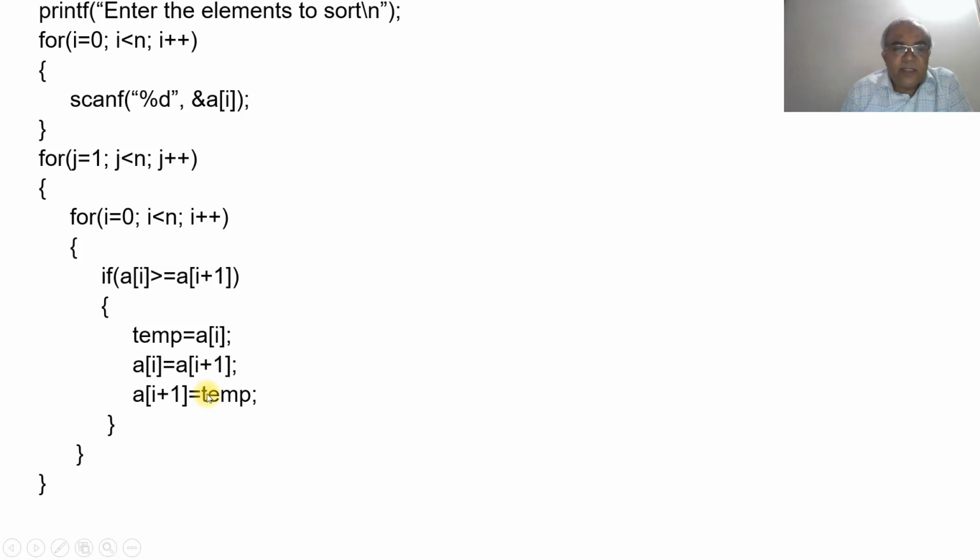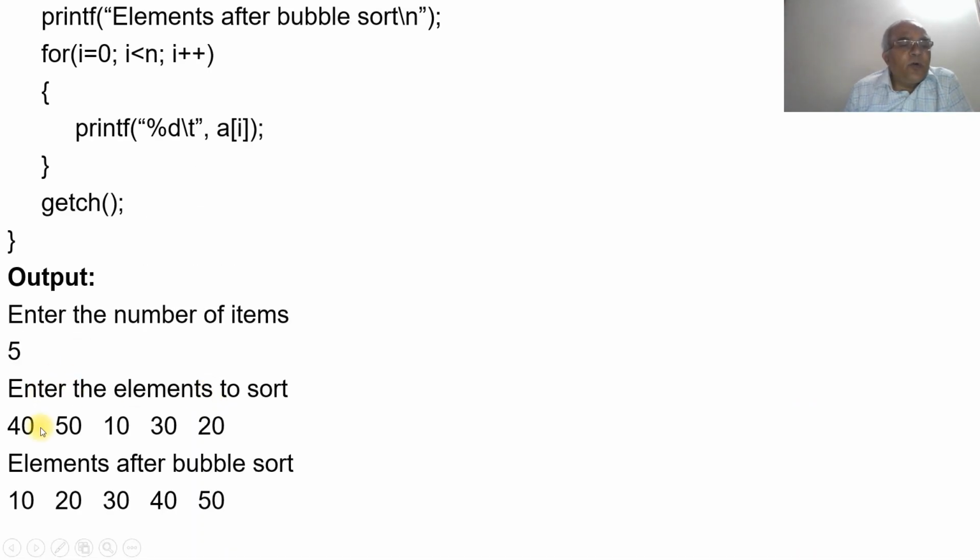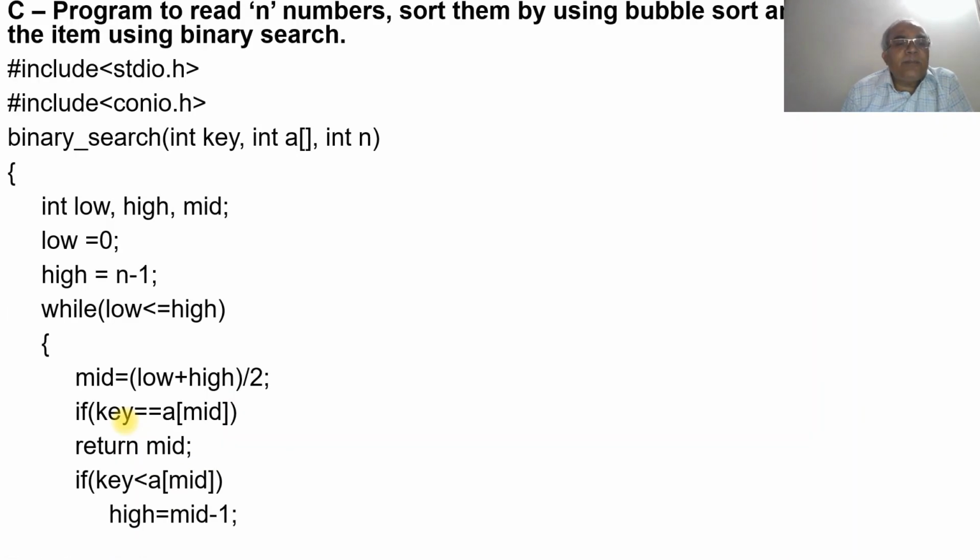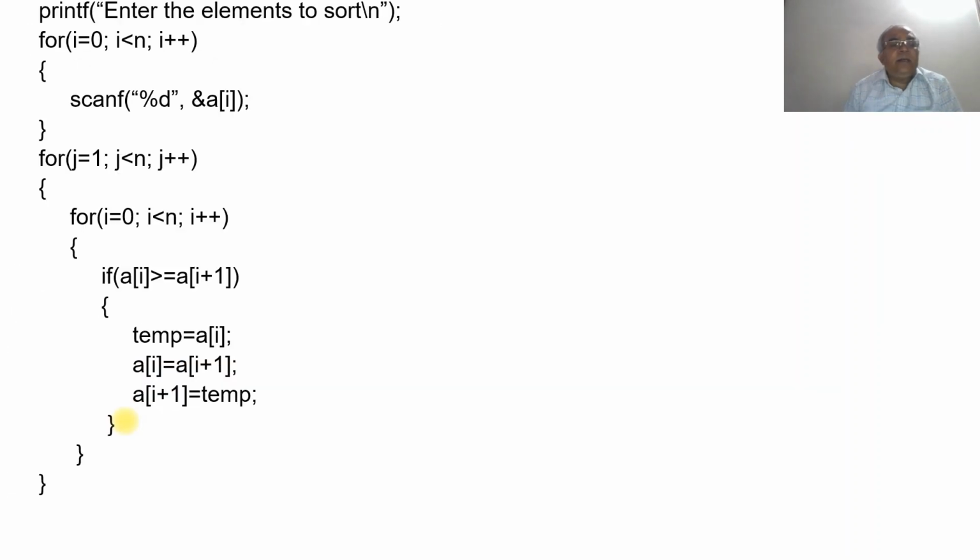So that means in the loop, 40 will come here, 10 will come here, 50 will be there, 30 is here, and 20 will be here. So that is how the exchange takes place. I will explain one more case. Then again 1 is incremented to i: 1 plus 1 becomes 2. Is 2 less than 5?